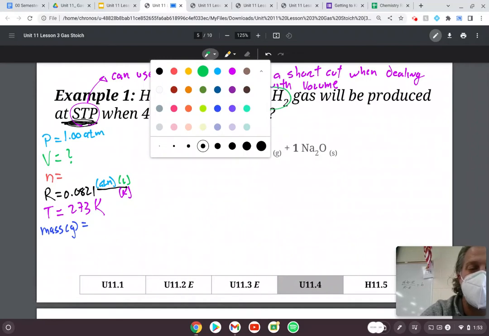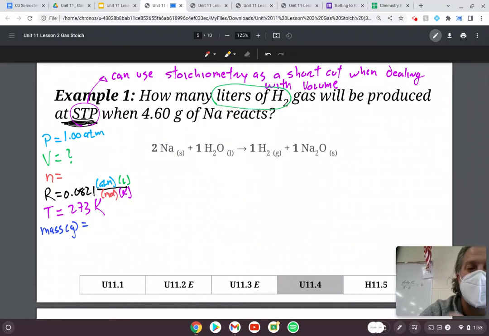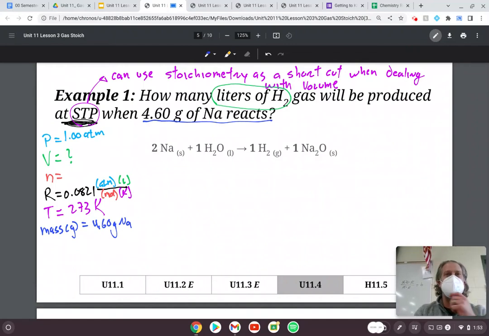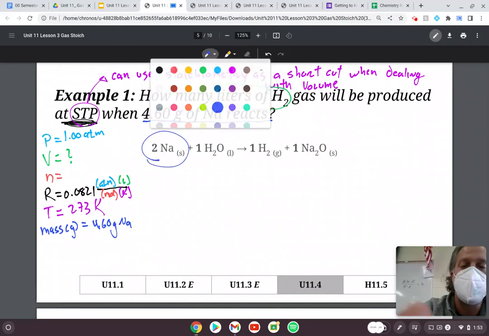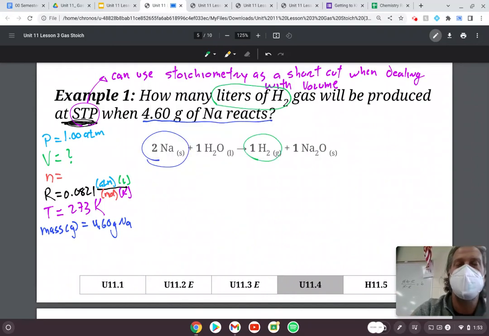Oh, we have one more thing we have to deal with. Sorry. So now we're also told when 4.6 grams of sodium react. So we have 4.60 grams of sodium reacting in this reaction. Now, what's important here is that we have to identify that this problem is asking us to compare sodium with hydrogen. And because we're going to use stoichiometry as a shortcut, that's going to become important in a minute.